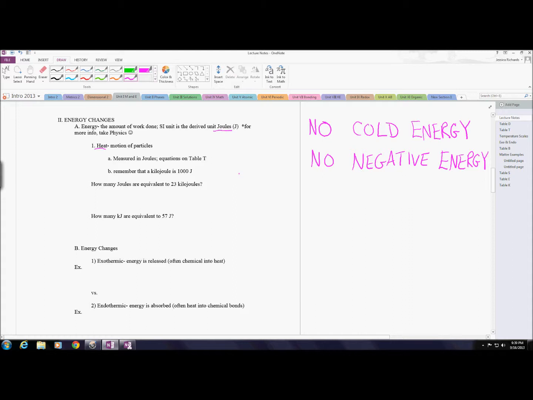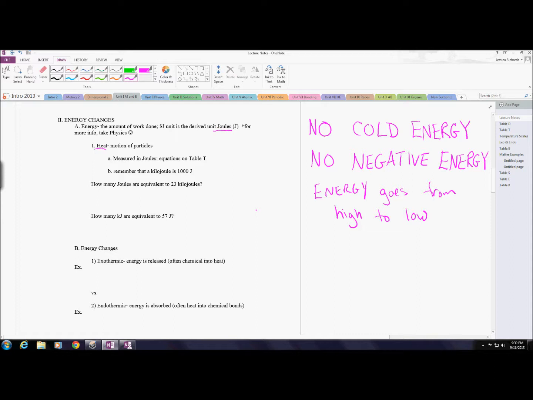So energy gets transferred from the object that's hotter. Energy goes from high to low. From the object that's higher to the object that's lower. From the object that feels warmer to the object that feels colder.